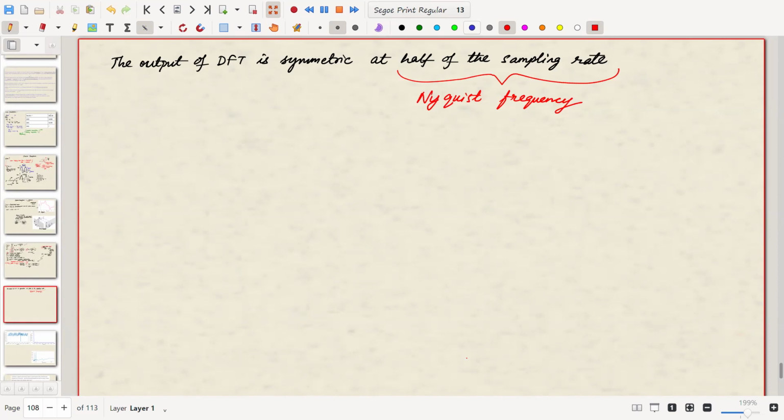It is also known as the folding frequency. Why is this known as a folding frequency? Because, think of it as a paper and fold it. It will exactly merge on top of each other. So that is fine.